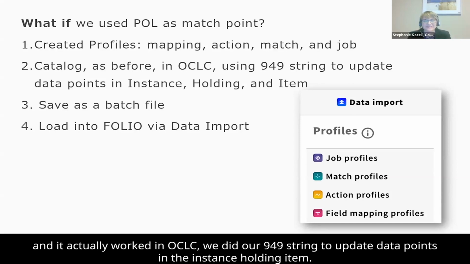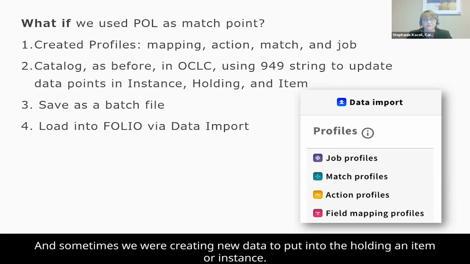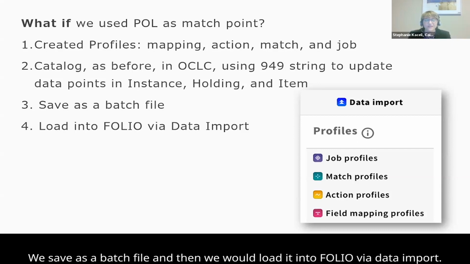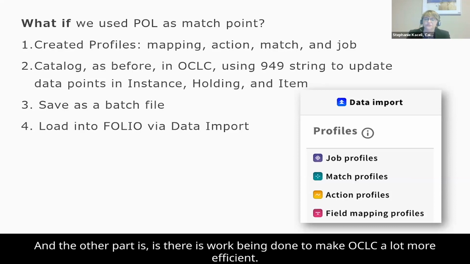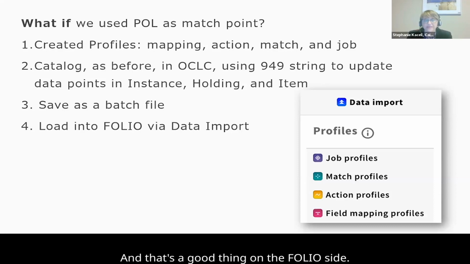In OCLC, we did our 949 string to update data points in the instance, holding, and item, and sometimes we were creating new data to put into the holding and item or instance. We save as a batch file, and then we would load it into Folio via data import. Now, it might seem like a lot of extra work here, but it really was streamlining our process. And the other part is there is work being done to make OCLC a lot more efficient, and that's a good thing on the Folio side.